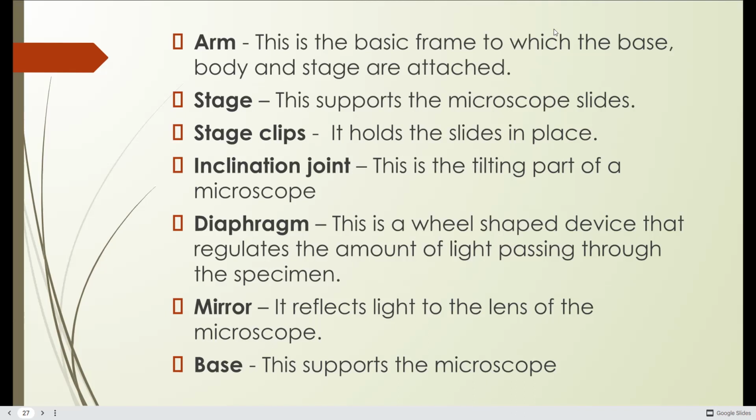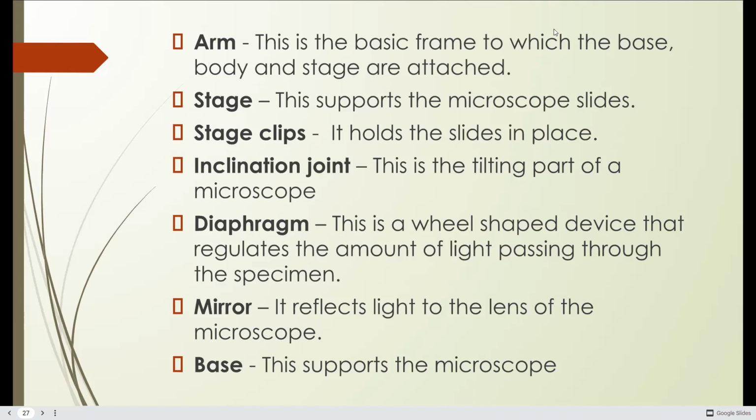Diaphragm. This is a wheel-shaped device that regulates the amount of light passing through the specimen. This is under your stage. It regulates the amount of light, because if you don't regulate it, you cannot observe anything on your specimen. It will become white because of the light. That's why you need to regulate it.